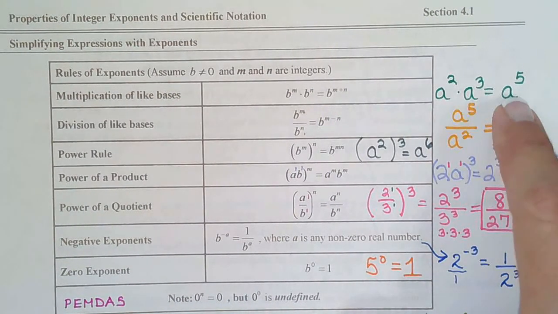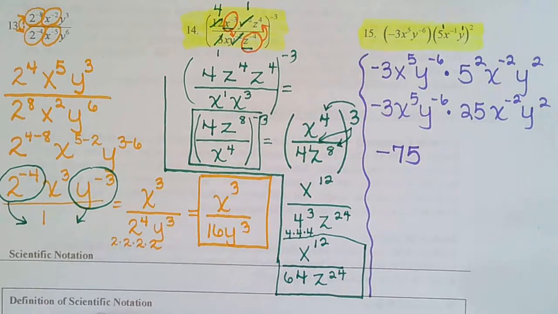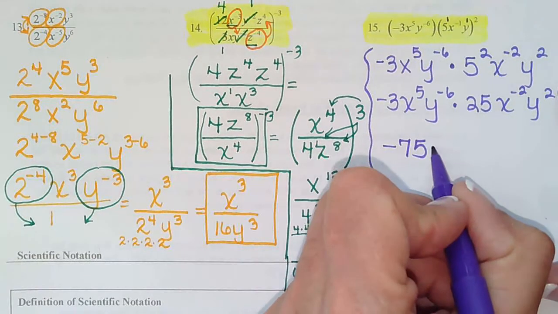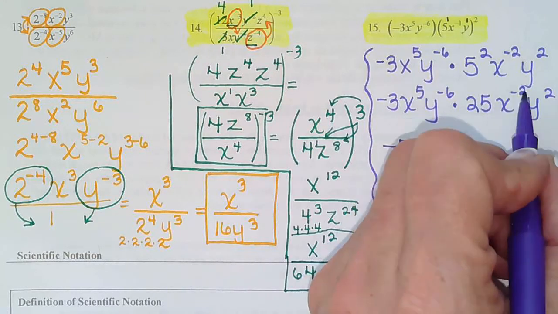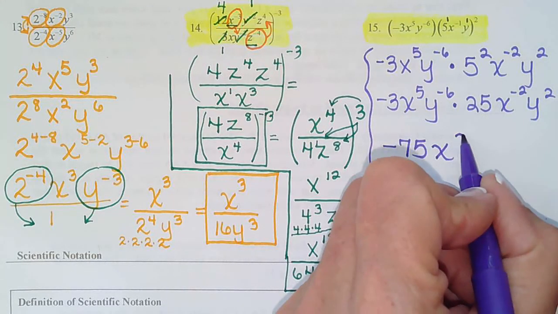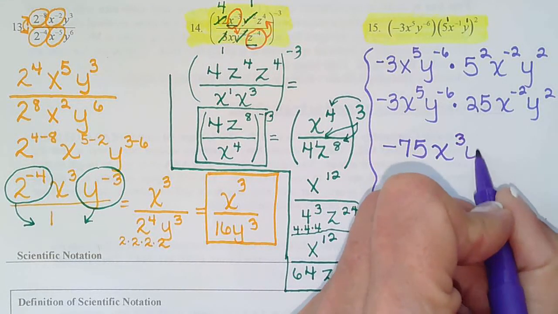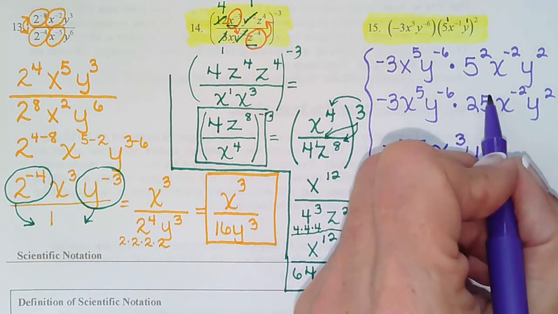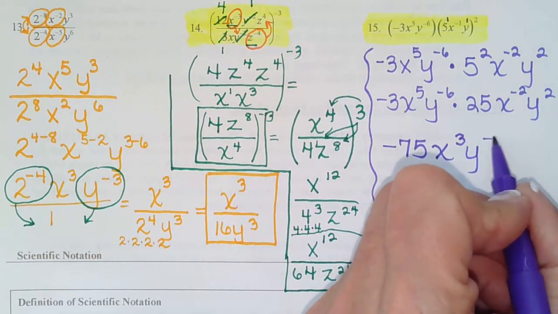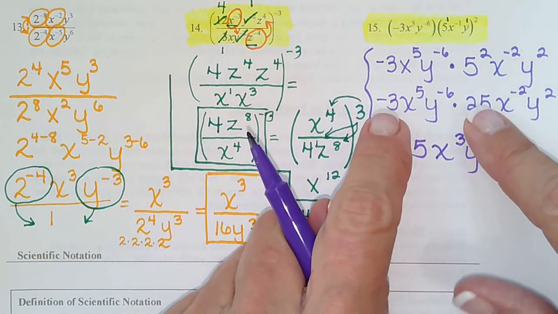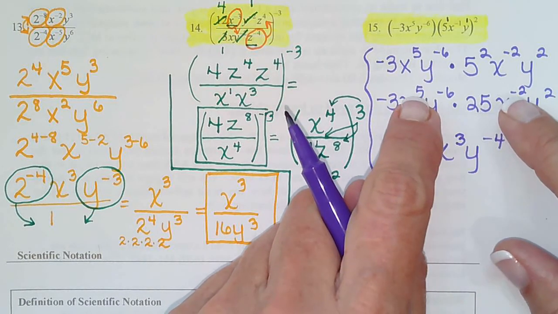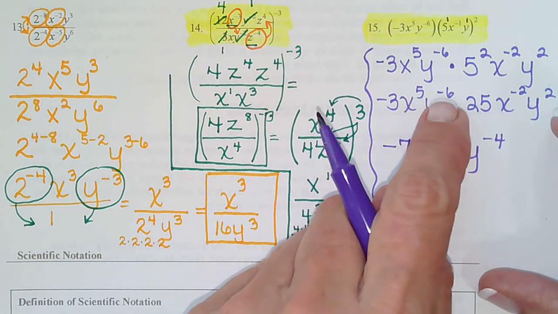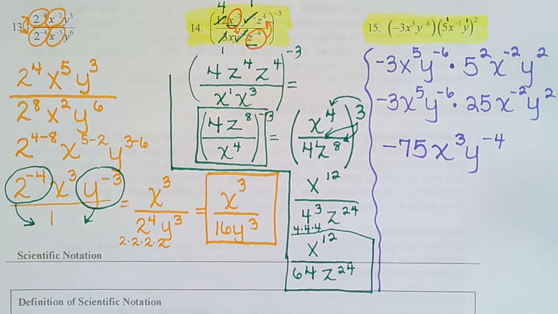So add the exponents. So we're going to do the same thing here. Keep the base of 5. 5 plus negative 2 would be 3. Y, negative 6 plus 2 would be negative 4. So we multiply the coefficients, add the exponents. 5 minus 2, 3, negative 6 plus 2, negative 4. So are we done?